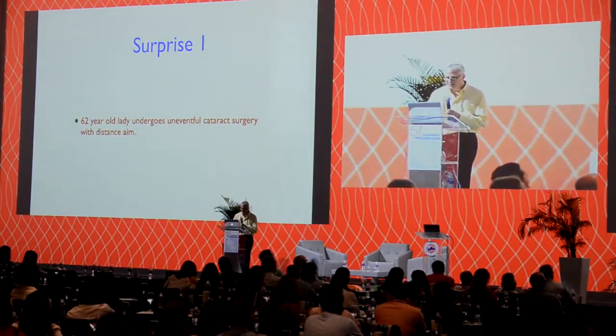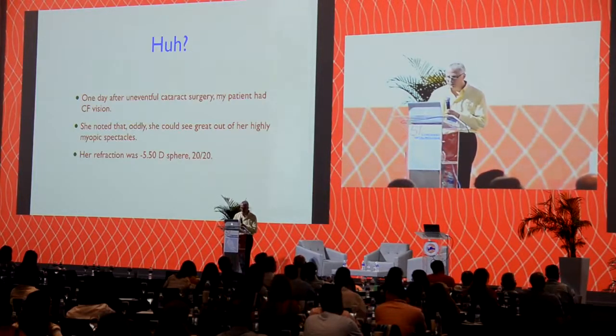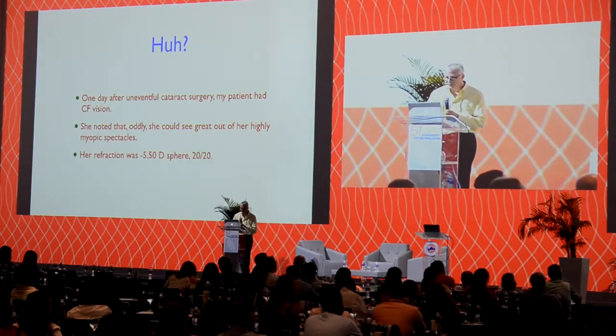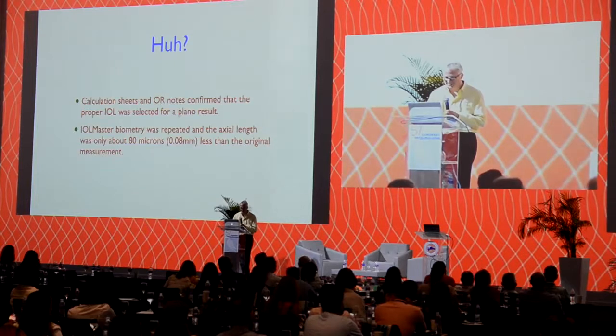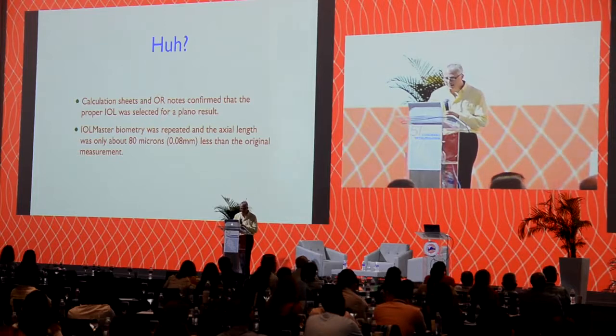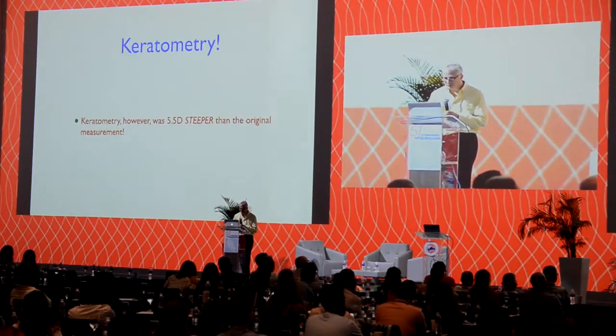Surprise number 1. A 62-year-old lady undergoes uneventful cataract surgery with a distance aim. At 1 day, count fingers vision. She says, boy, I see great out of my old glasses. Ooh, we refracted her, minus 5.5 diopters for 20/20. Ooh, not good. Calculation sheets and OR notes were confirmed, and the proper IOL was selected for the plano result. Biometry was repeated, and we found the axial length was 80 microns less. Well, 80 microns isn't that much. The keratometry, however, was 5.5 diopters steeper than the original measurement.